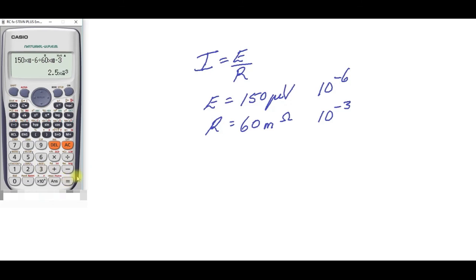Press equals to get our answer, and we get the answer, which is current, because we're calculating current here, is 2.5 by 10 to the minus 3. Now 10 to the minus 3 is milli. We have to know that. Calculator won't tell us that that's a milli. We have to know that 10 to the minus 3 is a milli. So the answer to this sum is 2.5 milliamperes.